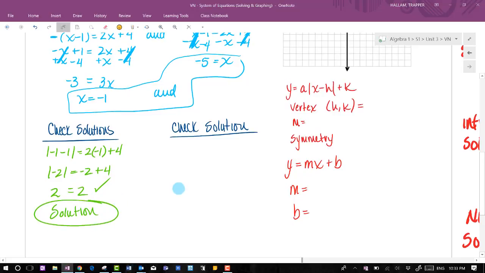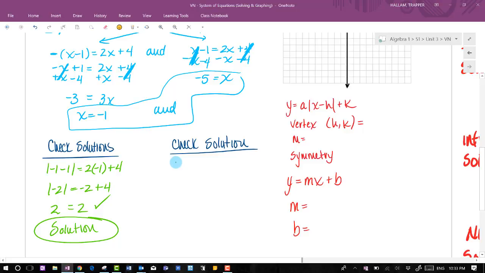Okay, let's check the other one the same way. We take the absolute value of negative 5 minus 1 equals 2 times negative 5 plus 4. The absolute value of negative 5 and negative 1 is the absolute value of negative 6. 2 times negative 5 makes negative 10 plus 4. This becomes a positive 6, and hopefully you're seeing a problem here, because negative 10 and positive 4 make negative 6. So what this says is this is not a solution.